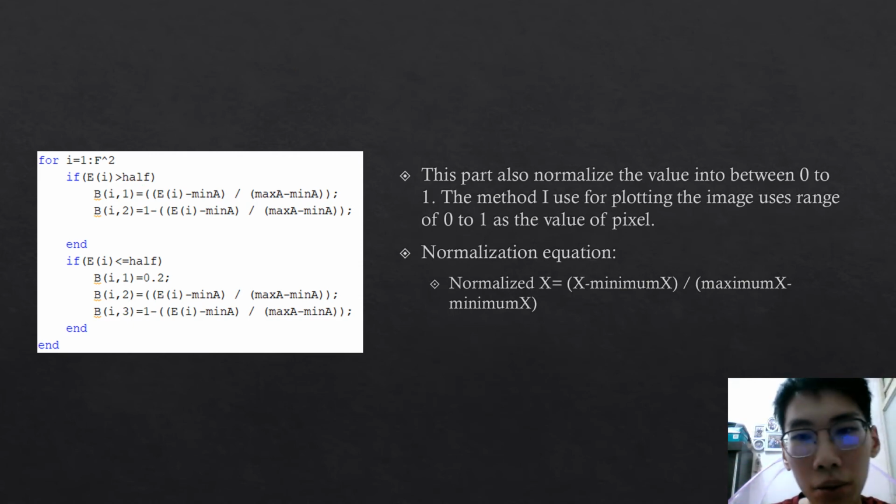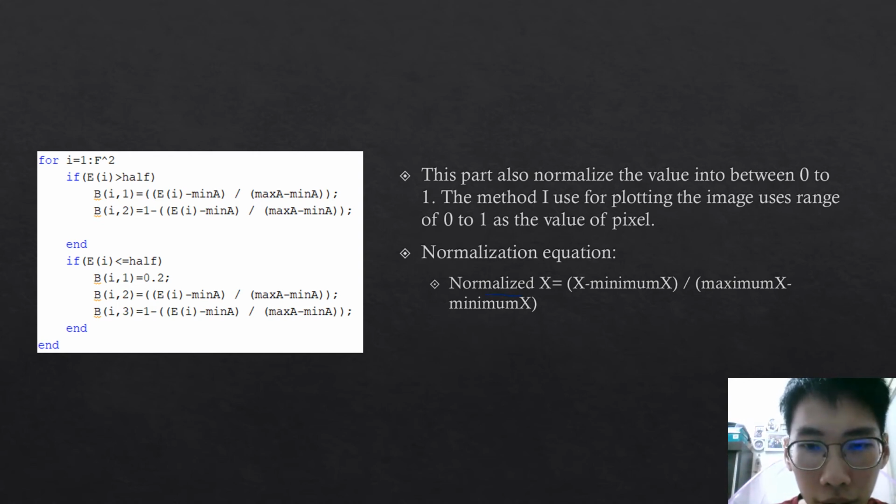And this part is also the normalization part, where I normalize the value into between 0 to 1. So this is the basic formula. Normalized x is x minus the minimum of x, over maximum minus minimum. The reason I normalize it into 0 to 1 is because the way that the images are drawn uses pixel values counting from 0 to 1.